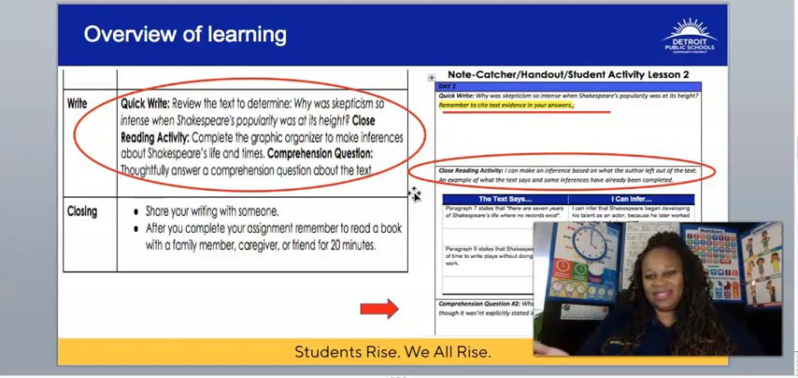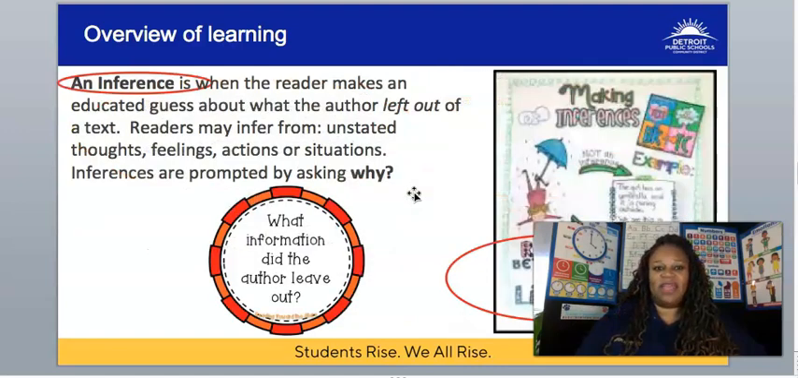Lastly, we will end today with a comprehension question. There's just one question about what inferences we can make about William Shakespeare's life, even though this information was not explicitly stated in his biography.